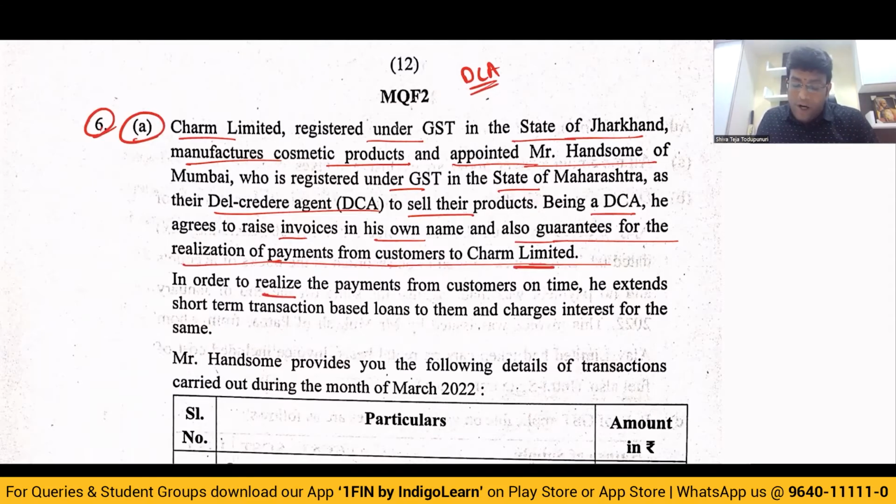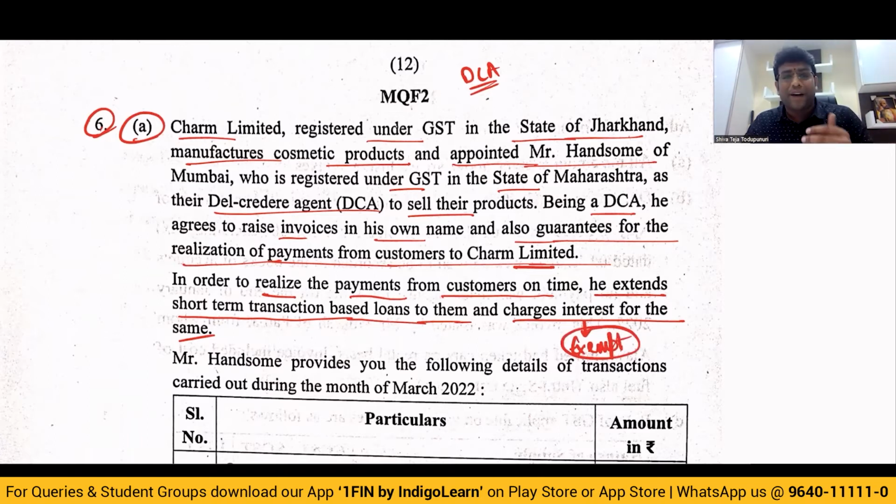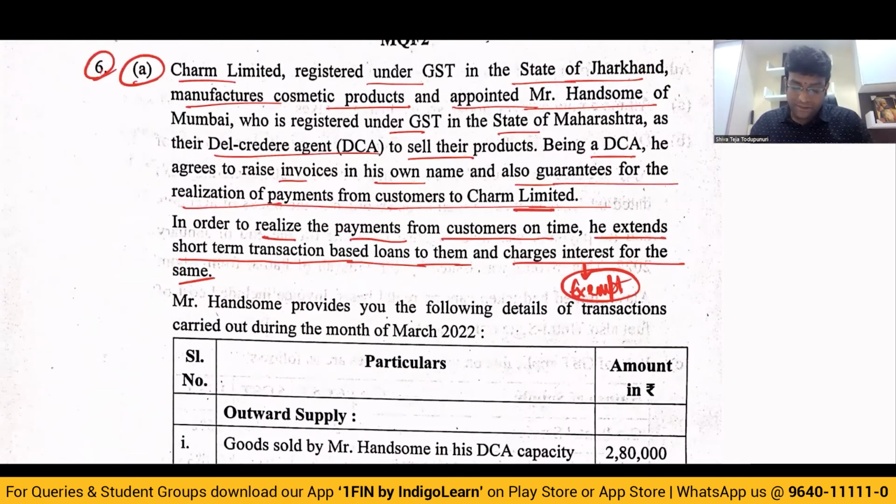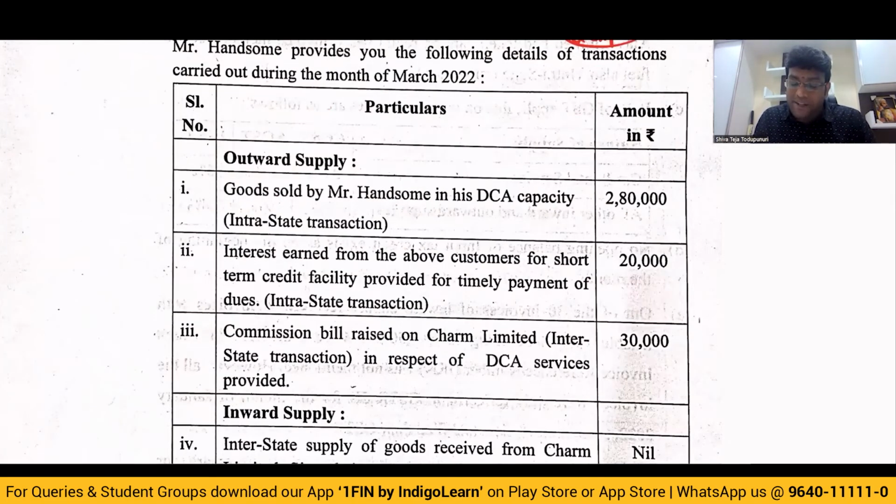Then, in order to realize payment from customers on time, he extends short-term transaction-based loans to them and charges interest for the same. And let me tell you, this interest is exempt. The reason being, service by way of giving loans and advances where the consideration is interest or discount is straight away exempt under GST law. Next, goods sold by Mr. Handsome in the DCA capacity will be taxable. Next, interest earned from the above customers for the short-term credit facility for timely payment of dues becomes exempt.